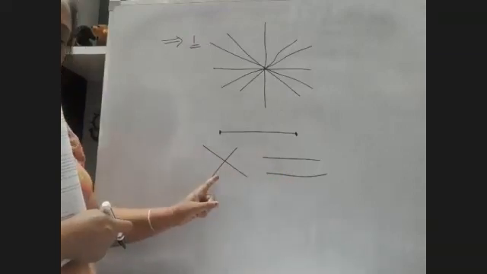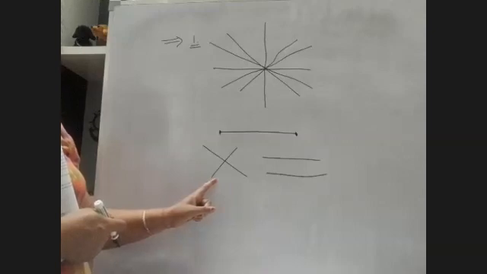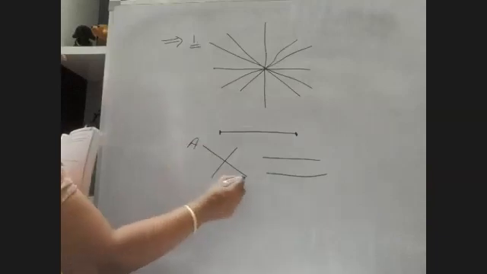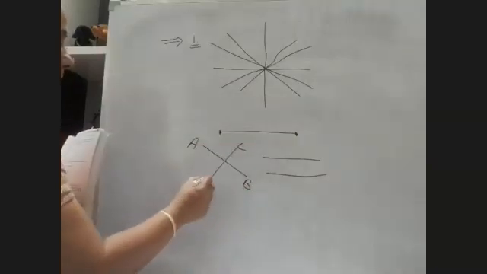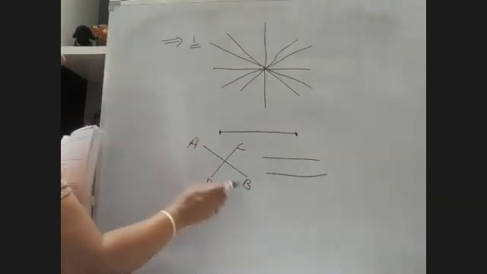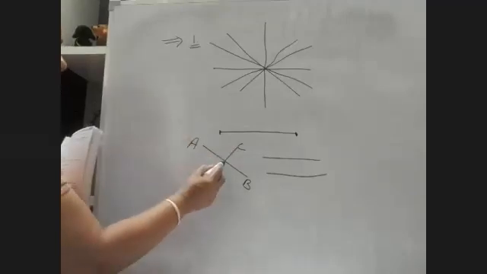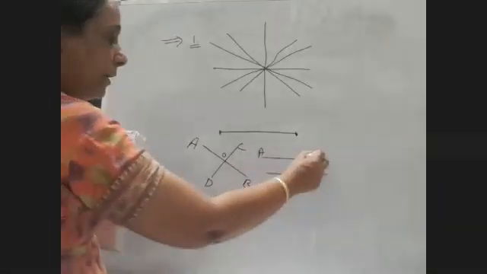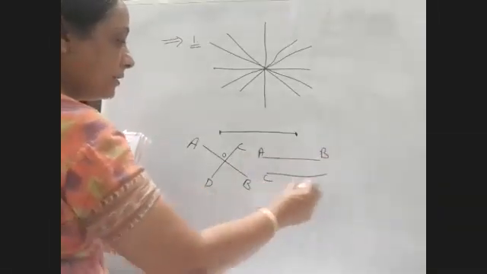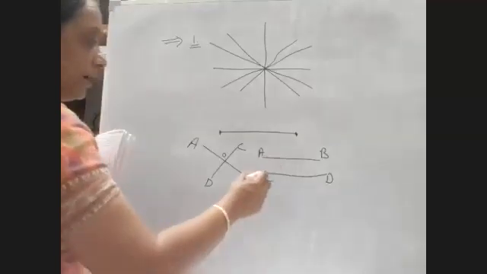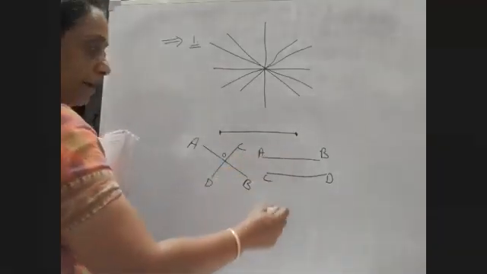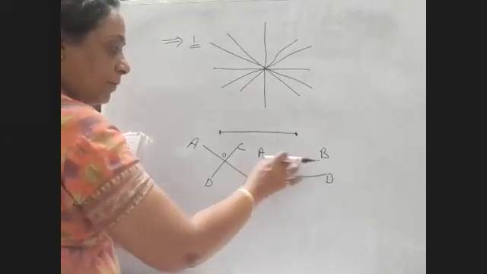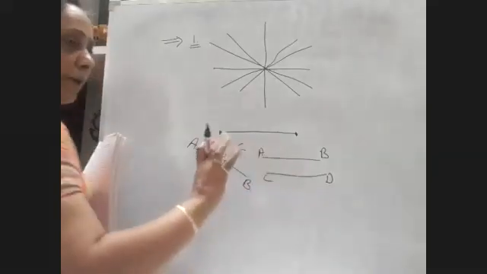These lines are intersecting. Say AB and CD. Line segments AB and CD are intersecting at point O. Here AB is this line and CD is this line segment. Now these lines are parallel lines, AB and CD. The distance between them is equal, then AB and CD are parallel lines.